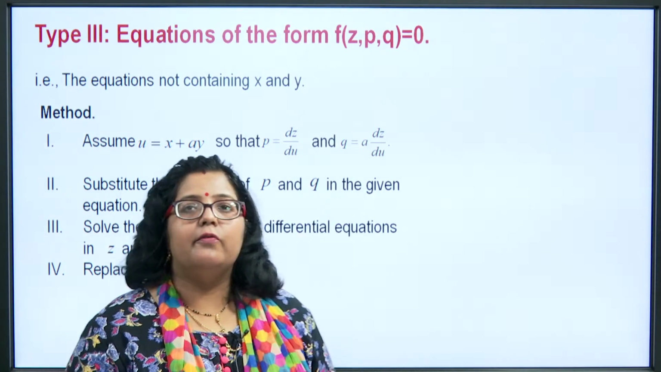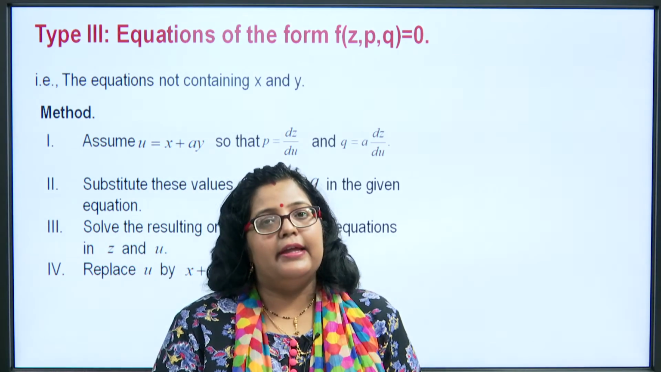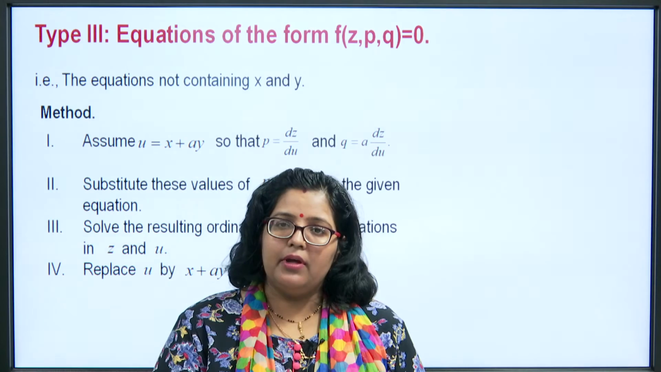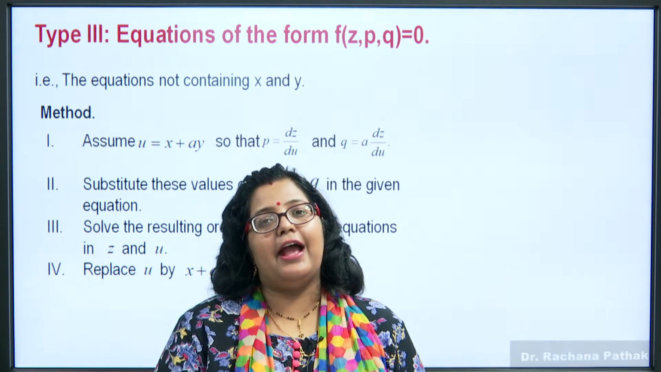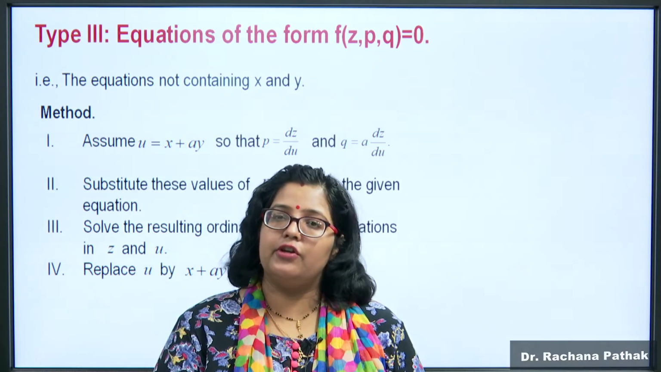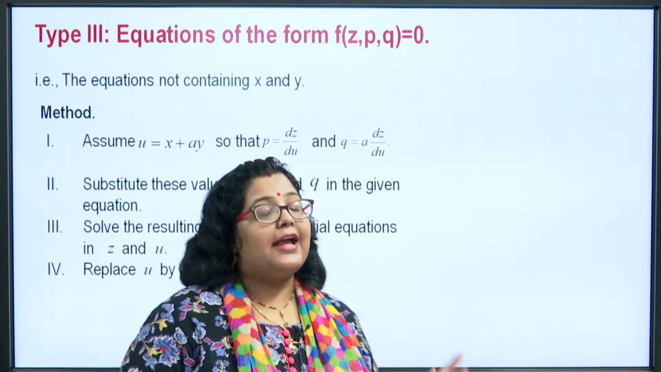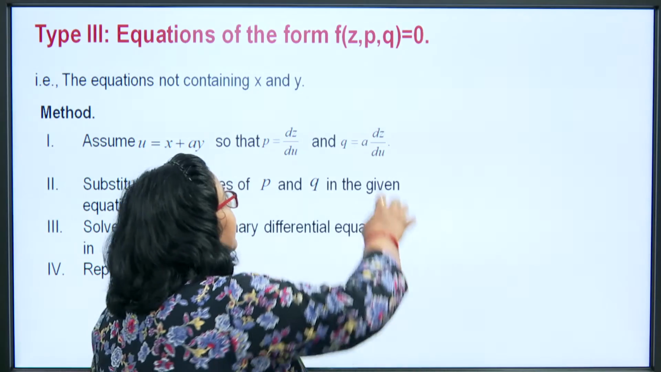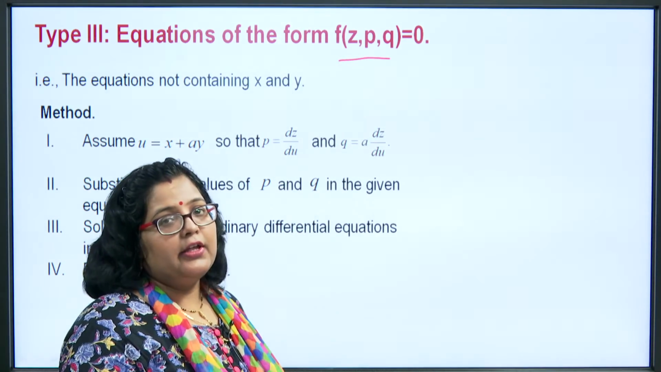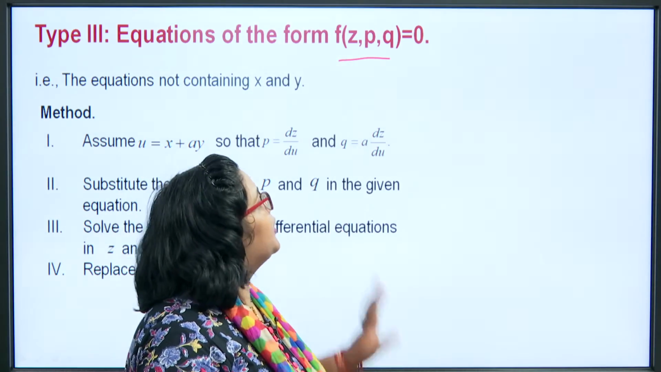After this, we go to type third. In type first, we studied the equation containing only p and q. In type second, we studied the equation z = px + qy + some function of p, q. And now in type third, the function contains z, p, q, not x, y. The equation has only z, p, q.